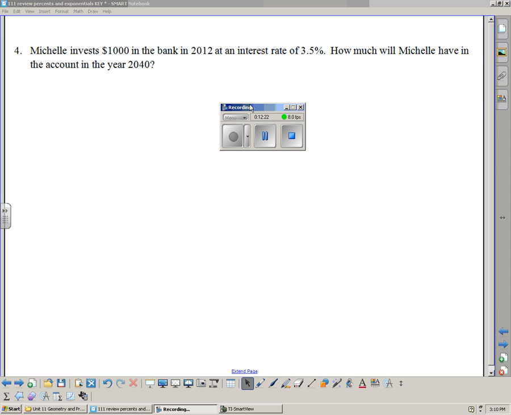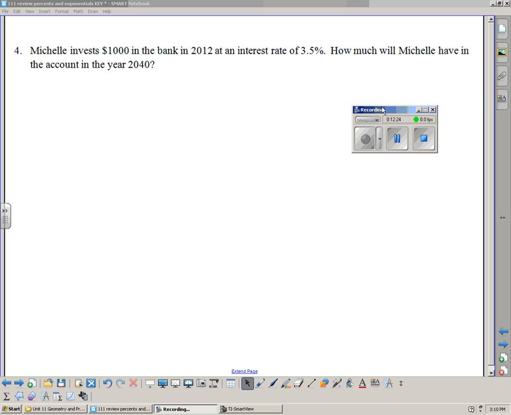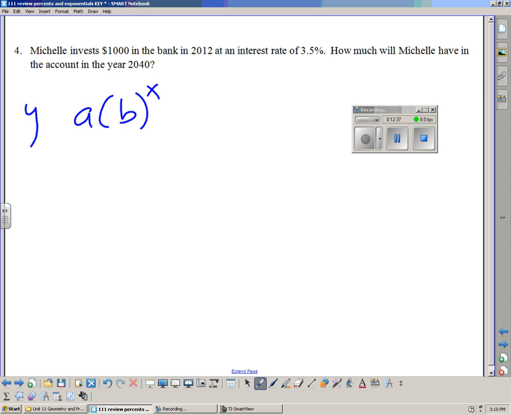All right, number 4. Michelle invests $1,000 in the bank in 2012 at an interest rate of 3.5%. How much will Michelle have in the account in the year 2040? And we're going to use our a times b to the x formula. We don't even really need to plug in. Most of you know what to do here. I have my value that I'm putting in, which is 1,000. That's my a.